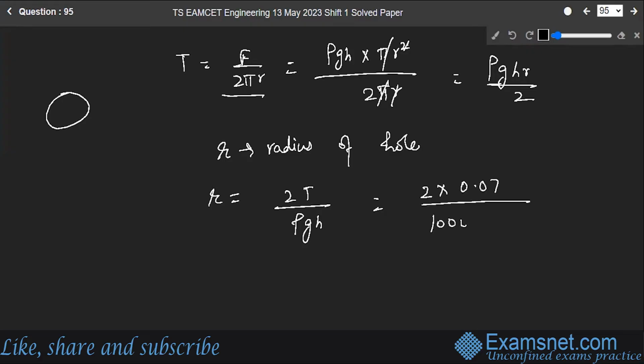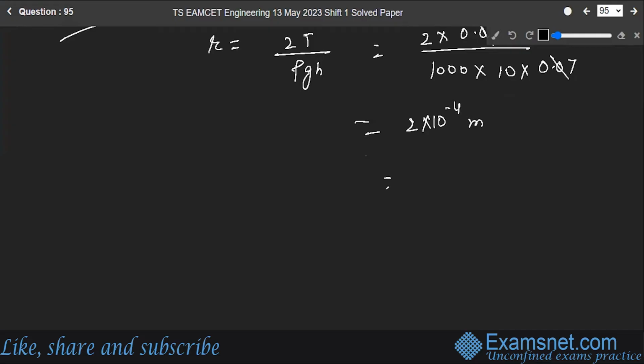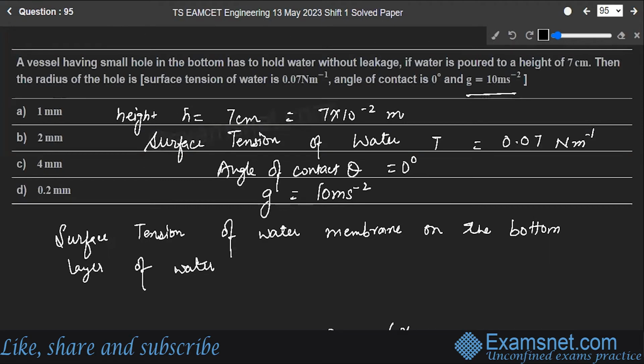Rho is approximately, I'm taking 100 because it's actually 997. So approximately 100 value, G is 10, H is 0.07. Doing the cancellations, you have 2 into 10 raised to power minus 4 meters, which on conversion to millimeters, because the answer is in millimeters, is 0.2 mm. That makes option D the correct answer. Hope you got that. Let's move to the next question.